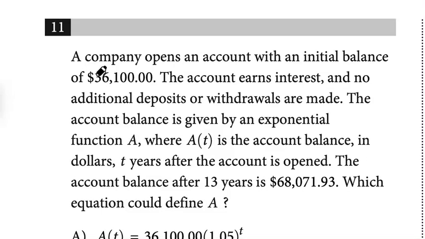Question number 11. A company opens an account with an initial balance of $36,100. The account earns interest, and no additional deposits or withdrawals are made. The account balance is given by the exponential function, where A(t) is the account balance in dollars, t years after the account is opened. The account balance after 13 years is this much. Which equation could define A?